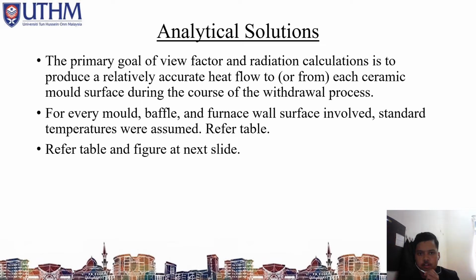For analytical solutions, the primary goal of the view factor and radiation calculation is to produce relatively accurate heat flow to each ceramic mold surface during the course of the withdrawal process. For every mold, baffle, and furnace wall surface involved, standard temperatures were assumed. To know more about the standard temperatures and the furnace wall surface involved, you can refer to the next slide.